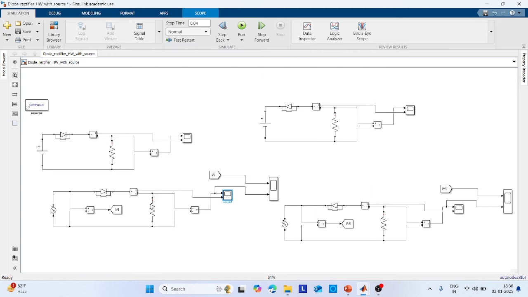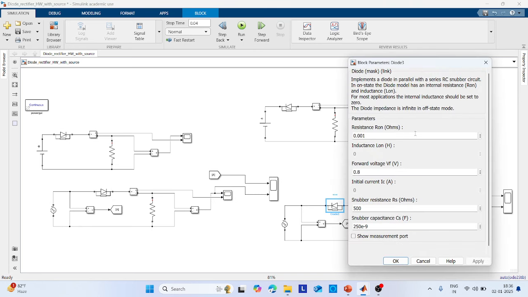Okay, what happens if I reverse this diode? See here I have reversed the diode. These are the parameters of the diode. By default, MATLAB will take some parameters of the diode in this fashion. So you can change these values to your requirement. Don't put any zeros. Just put different values and check out the output conditions.